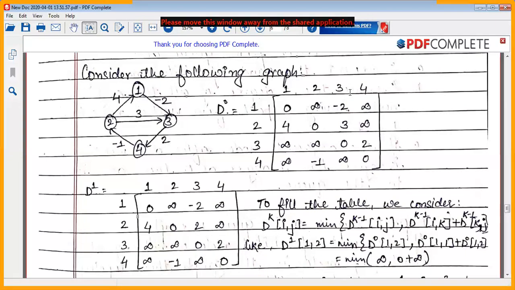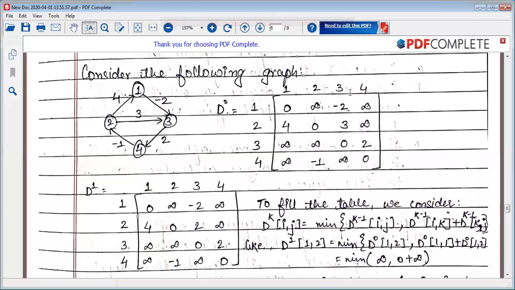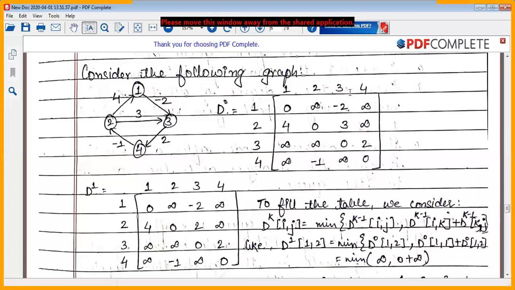Now identify the value for 4, 2. From the previous table we have -1. Break it into 4, 1 and 1, 2. So when you break this, you will get 4, 1 as infinity. No need to look further. So -1 is the minimum. Similarly for 4, 3, from the previous case we are getting infinity. Break this into 4, 1 and 1, 3, but 4, 1 is already infinity, therefore it remains infinity. This is how we fill up the table for D1.